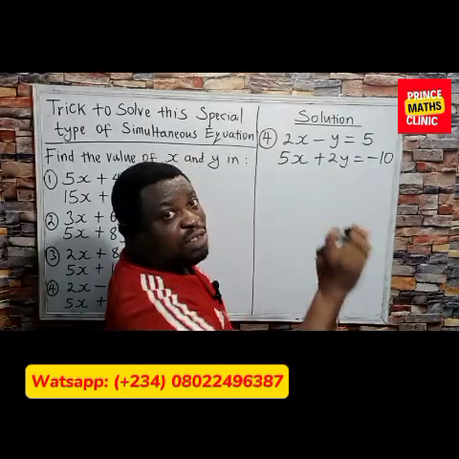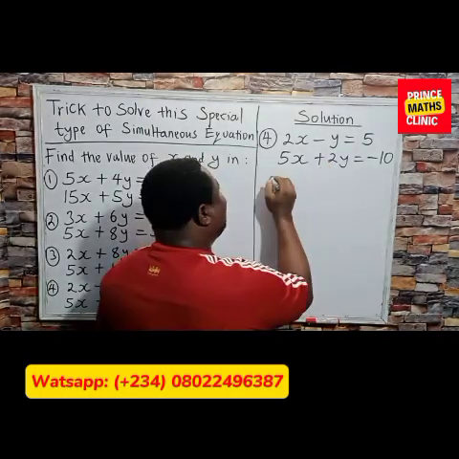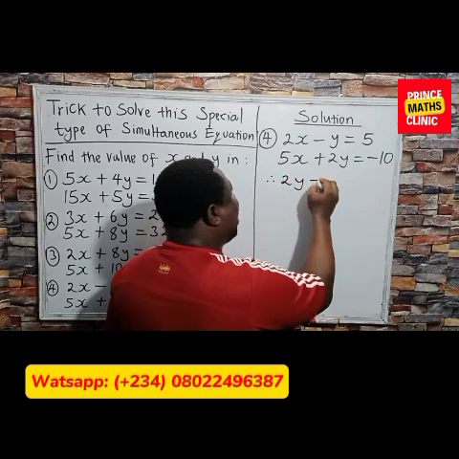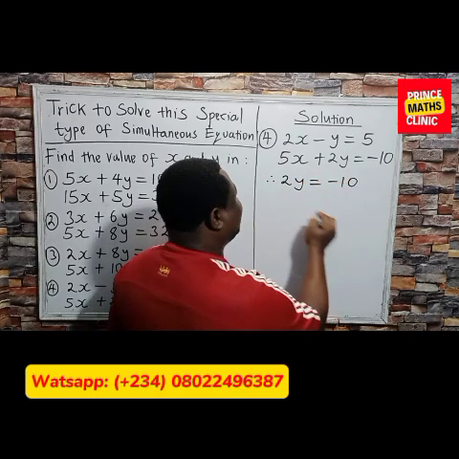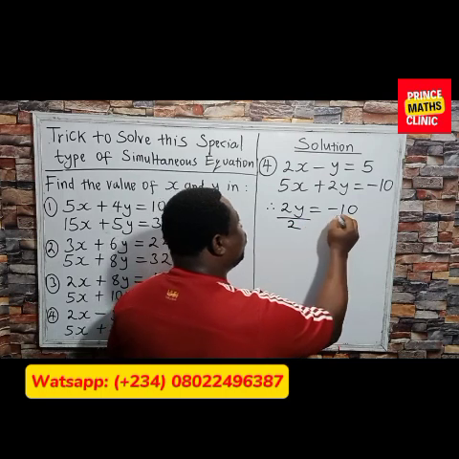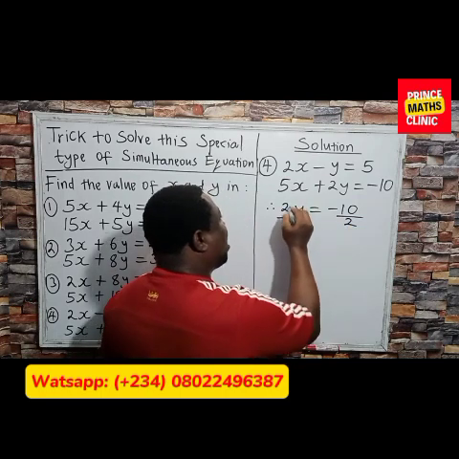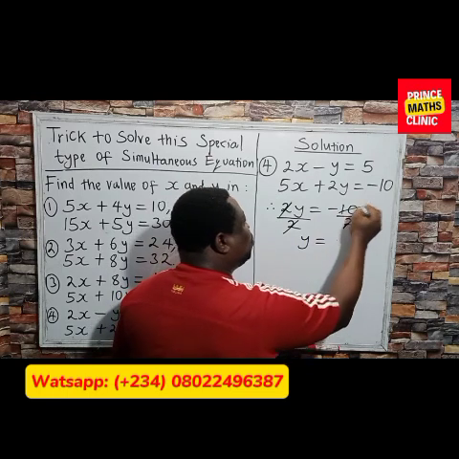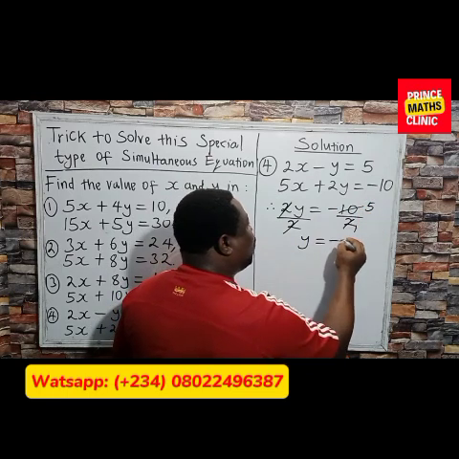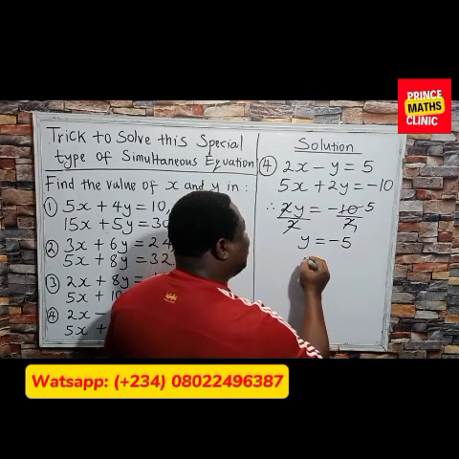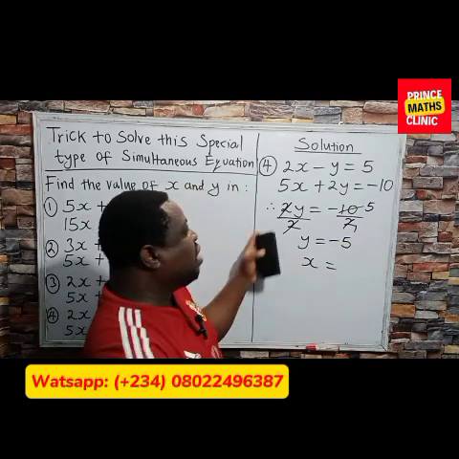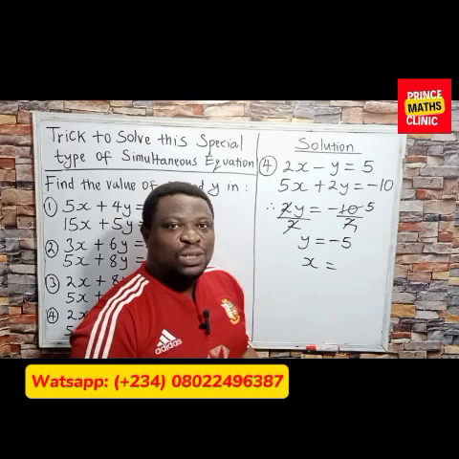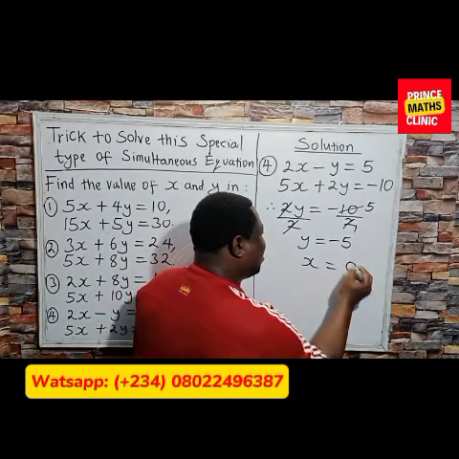Good. So since I've spotted that, I can say therefore my 2y becomes minus 10. Divide both sides by 2. 2 will cancel 2. Therefore y becomes 2 here 1, 2 here 5. y becomes minus 5. And the term that does not have any relationship becomes 0. So I'll put 0 here.